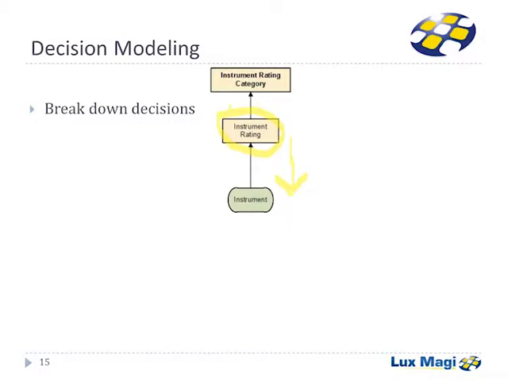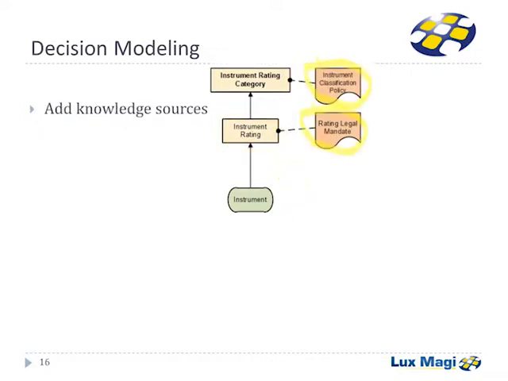And we'll see more of this later on. So you can see we've interposed this new decision in between the existing decision and the data source. We can also add knowledge sources to our decision model.